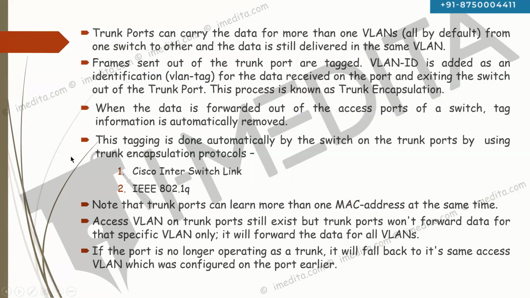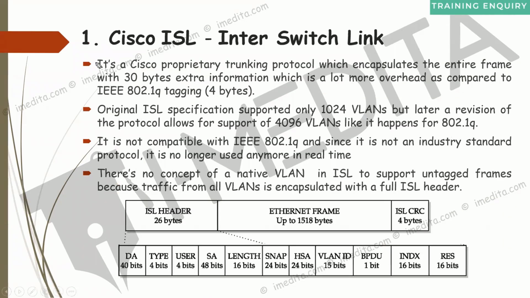Now the protocol, ISL, inter-switch link, is a Cisco proprietary trunking protocol, which encapsulates the entire frame with 30 bytes of extra information, which is a lot more overhead as compared to .1Q. So the protocol that we have for trunk encapsulation is called Cisco inter-switch link, Cisco ISL.